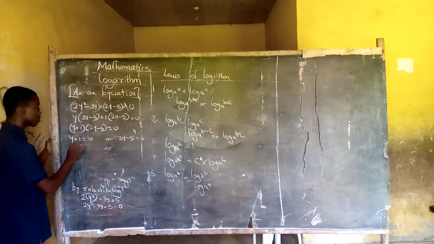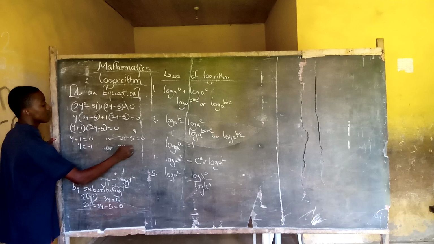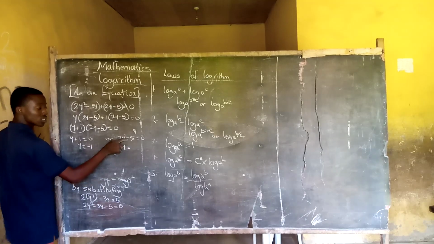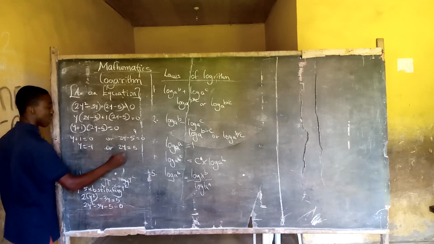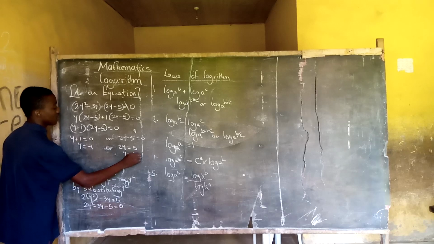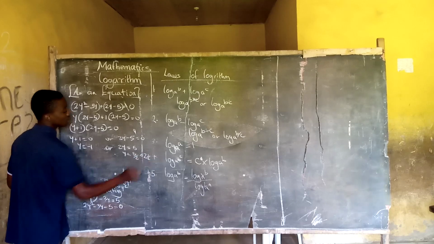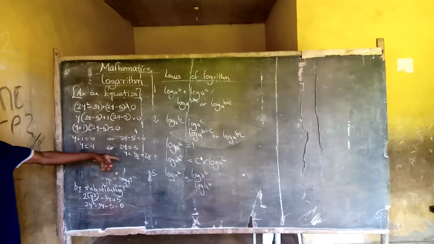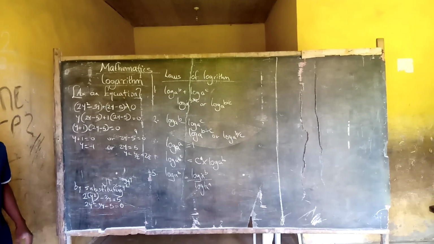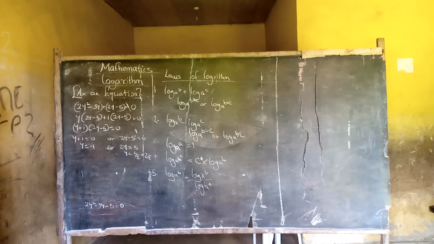If 1 crosses here, it becomes negative 1. Or this becomes 2y equals, if this constant crosses to this side, positive 5. When I divide both sides by 2, it becomes 5 over 2, which is 2.5. So y is either 2.5 or y is negative 1. So we're going to have two answers for the x value.